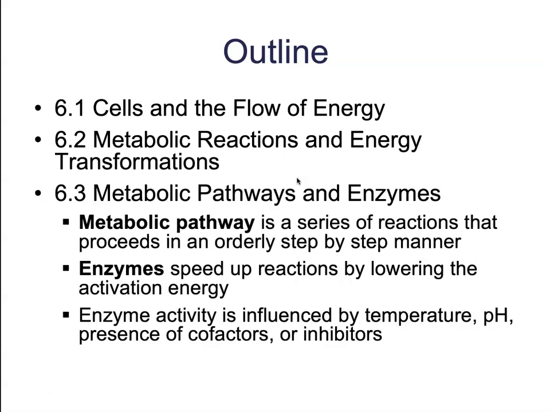Then we talked about metabolic pathways and enzymes. We talked about how a metabolic pathway is a series of reactions that proceeds in an orderly step-by-step manner. Enzymes are going to speed up those reactions by lowering the activation energy. And enzyme activity is going to be influenced by things like temperature, pH, the presence of cofactors, and/or inhibitors. Make sure when you're going over this chapter that you review inhibition, you review competitive and non-competitive inhibition, and that you're familiar with the term allosteric.